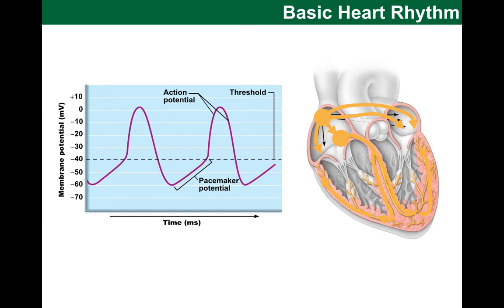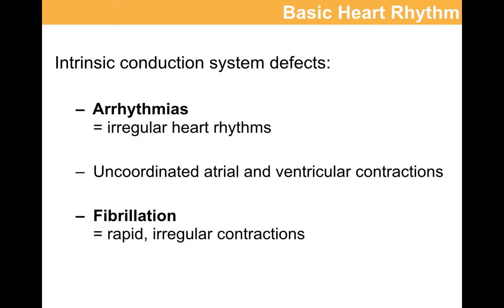And if we think of the clinical relevance of this, there are two cases that I especially want to highlight as they relate to the defects in the conduction systems. Firstly, arrhythmias, which are of course irregular heart rhythms. And also fibrillation, where we have fast irregular contractions.